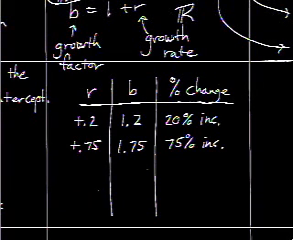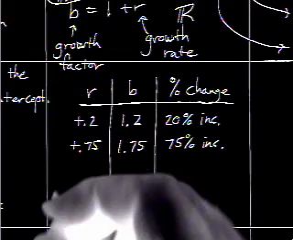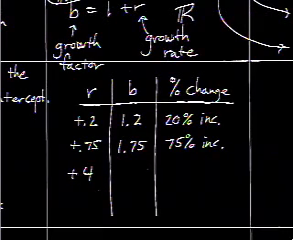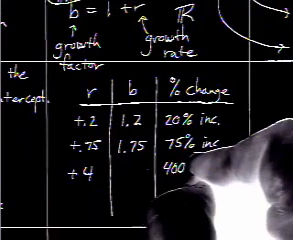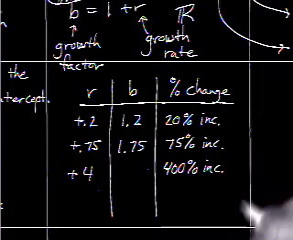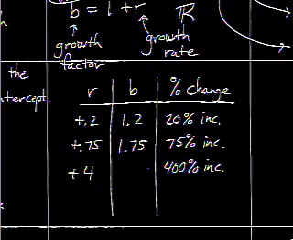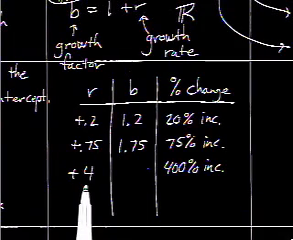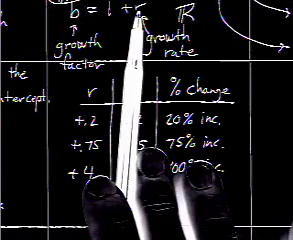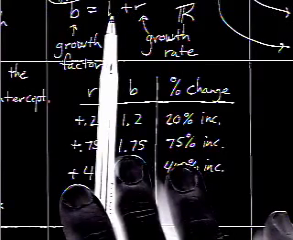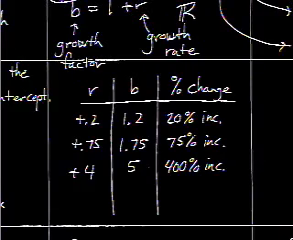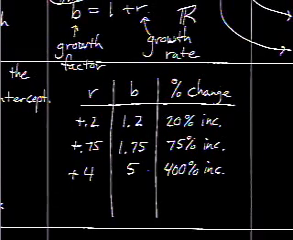What if we had a positive 4? Positive 4. That would be a 400% increase. Now, what would that look like in the growth factor? Well, you take the decimal and you add 1 according to the expression there. 1 plus r. So the growth factor would be 5 in this case.